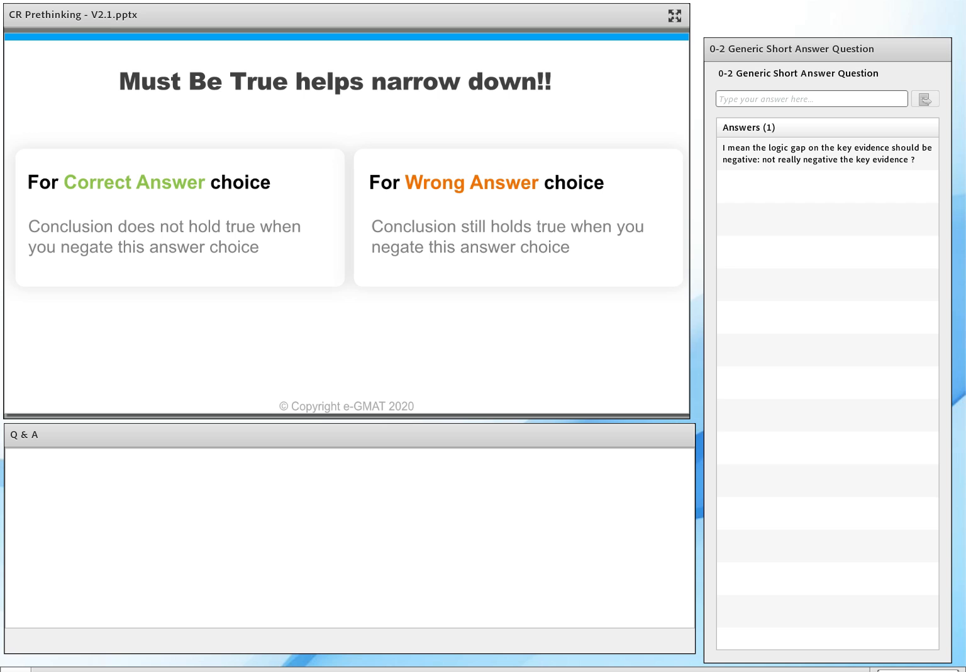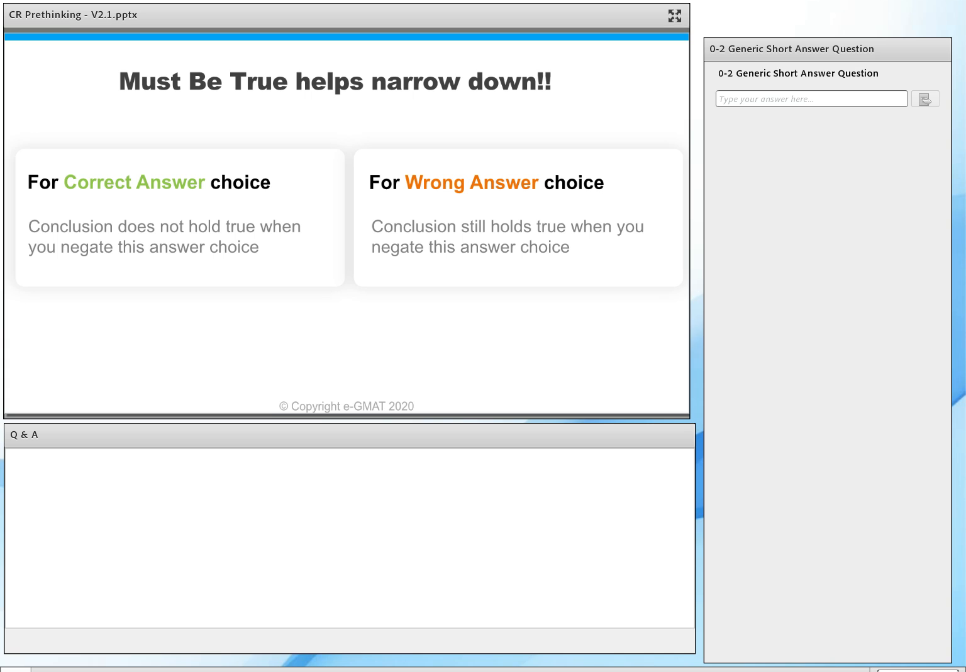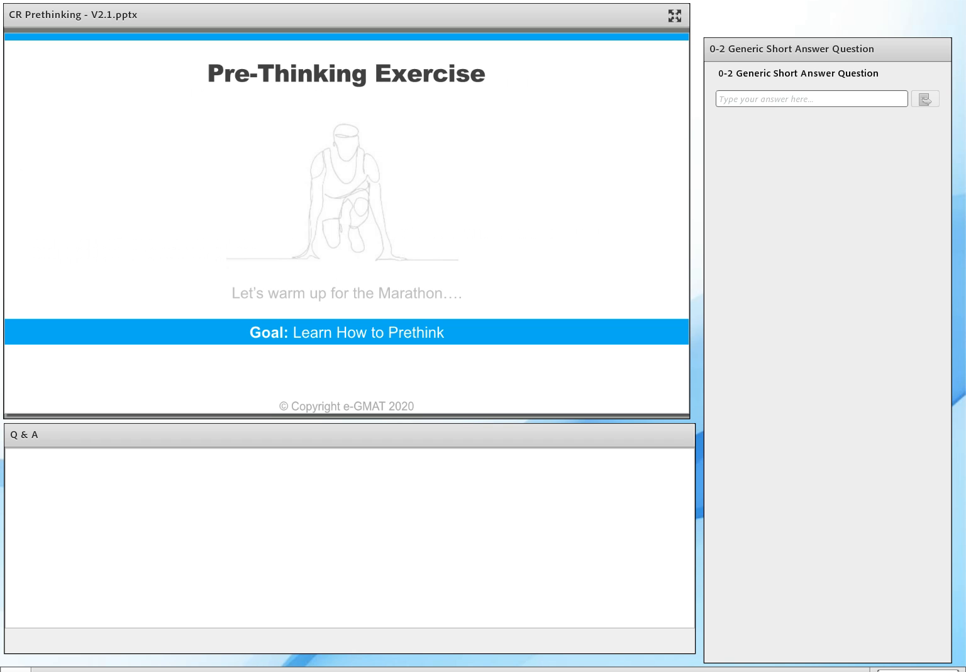Now, for the correct answer choice, what's going to happen is that the conclusion will not hold true when you negate that answer choice. For the incorrect answer choice, the conclusion, the roof, will still continue to stay strong. That's just the litmus test for must be true. So with that, you now have some sort of a foundation in what an assumption is.